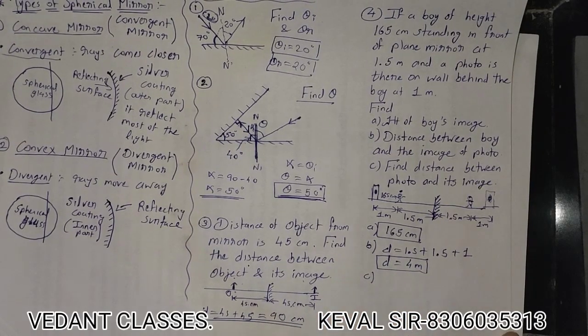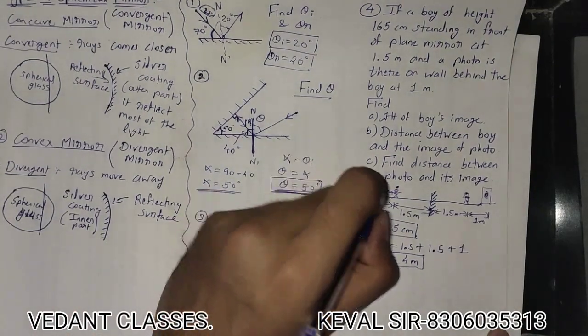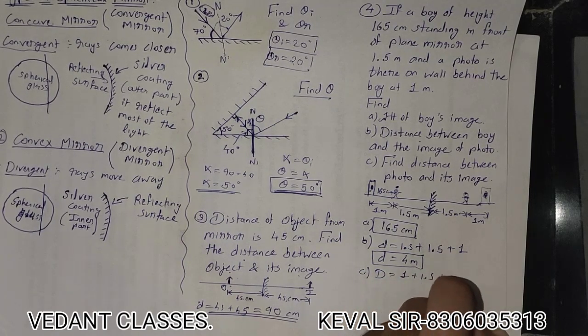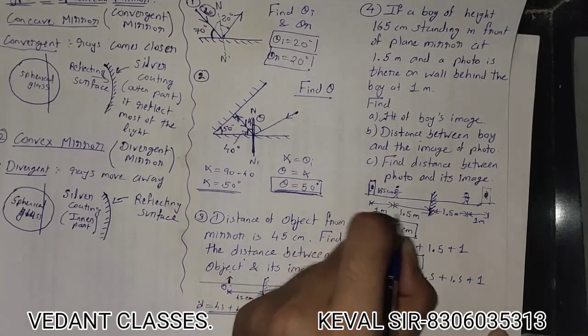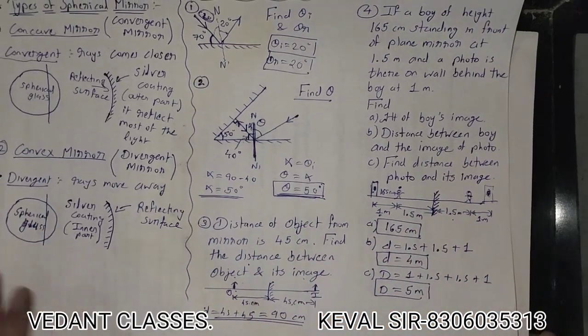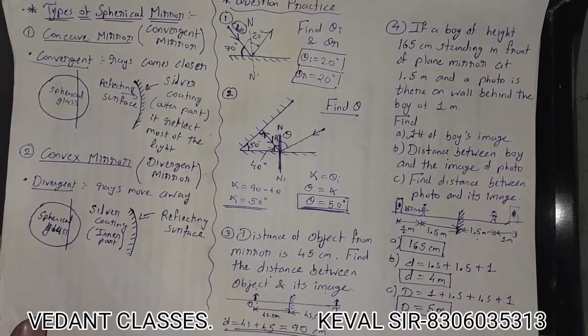Now let's solve the third question. Find the distance between the photo and its image. From here to here you need to find the distance. It will be 1 plus 1.5 plus 1.5 plus 1, so the total net distance will be equal to 5 meters. So this is how you can solve the simple questions which are based on the plane mirror.